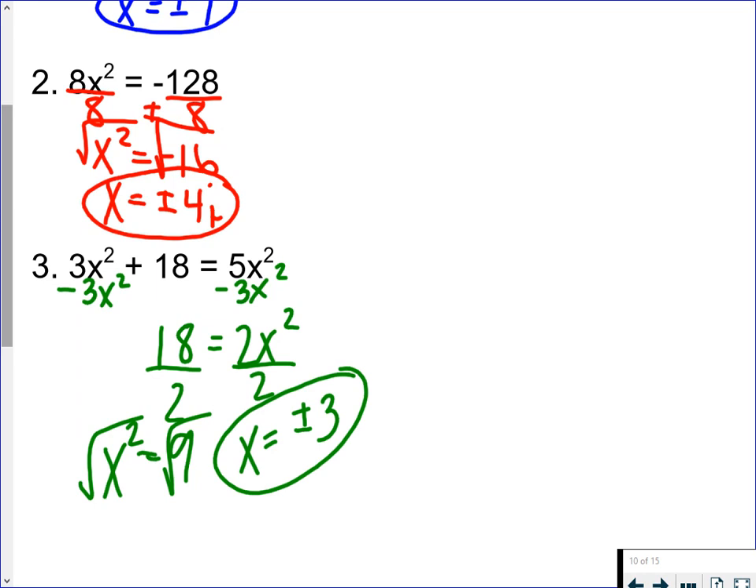All right. Any questions on those three? Notice how the last one, even though it had x squared twice, it still doesn't have an x with a b. So we were able to move those together on one side.